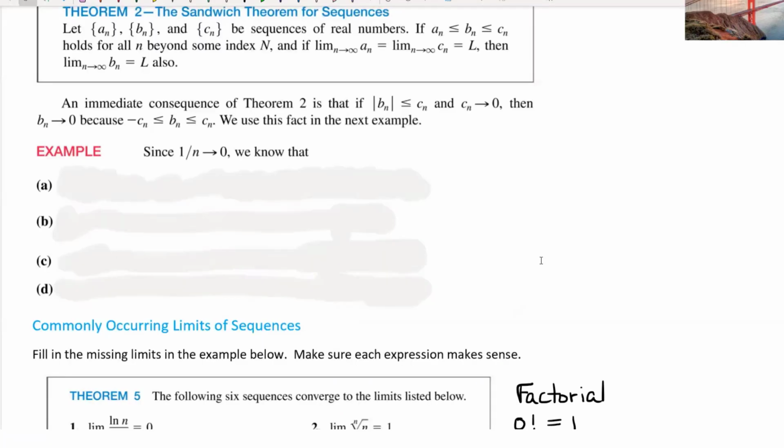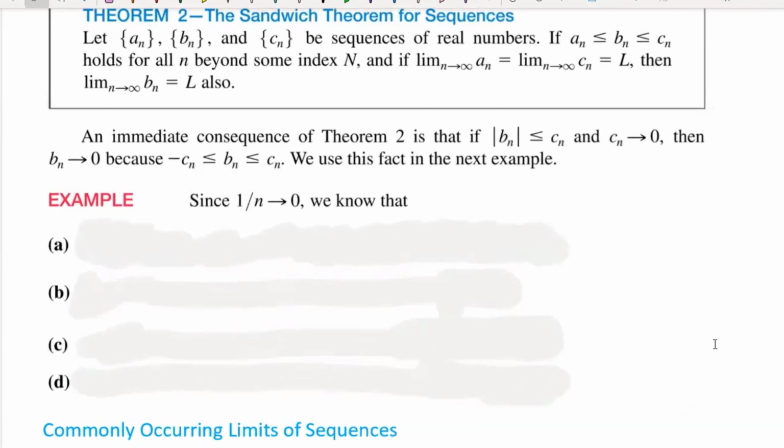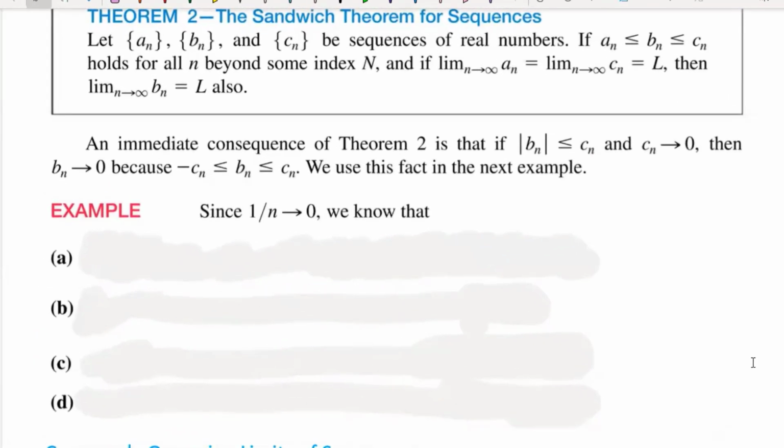Now we have a sandwich theorem for sequences as well, which basically tells us that if there's a sequence that's squeezed between two sequences, and if the smallest and the largest of those converge to a particular value, then the one in the middle must also.